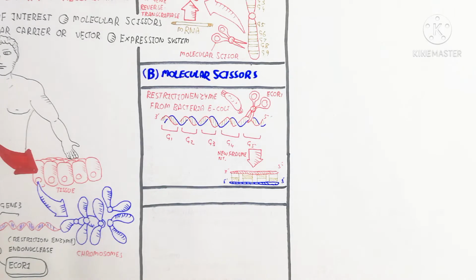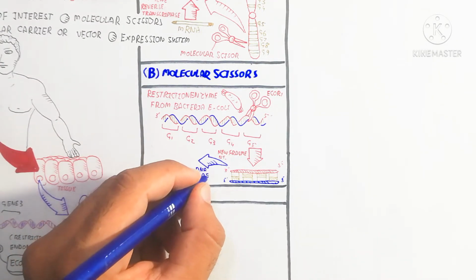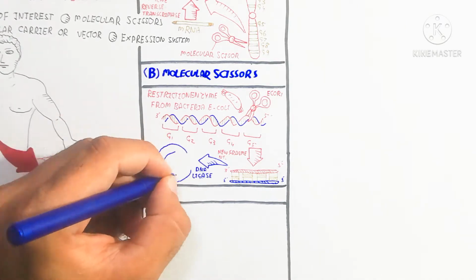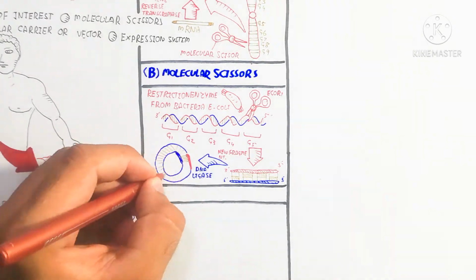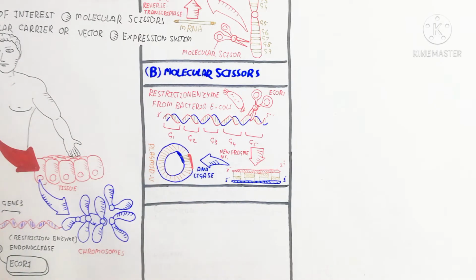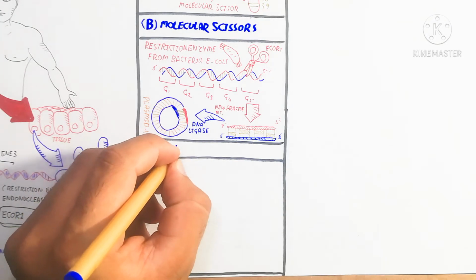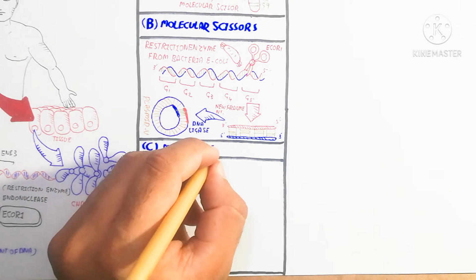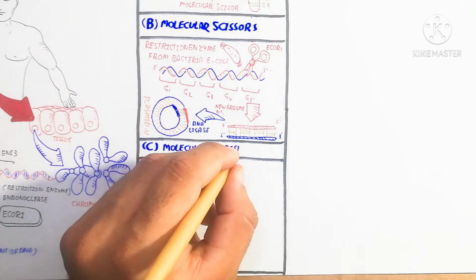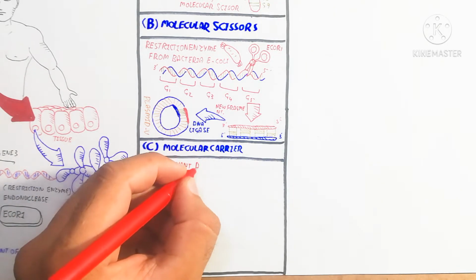So this DNA ligase will attach it, and that is the recombinant plasmid. This recombinant plasmid will be transferred into the bacteria by a different mechanism, which we will also discuss, and then the bacteria reproduce and produce the substance which is our desire.